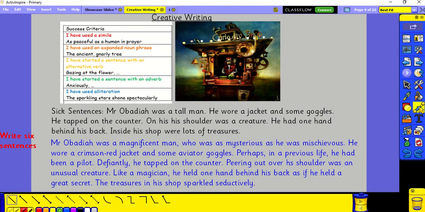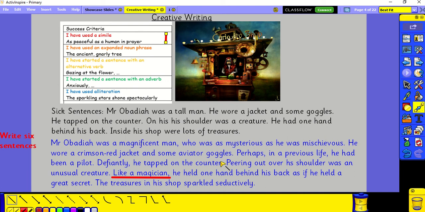Okay, to finish now, which we always do, I'm going to check off my success criteria. So in red, I have used a simile. I have used like a magician. So I can draw a line there. And I'm just going to put a little one there so that I know that I've done it. Okay, an expanded noun phrase. Have I used an expanded noun phrase? No, I haven't. That's okay, because I can use it again in my next piece of writing.